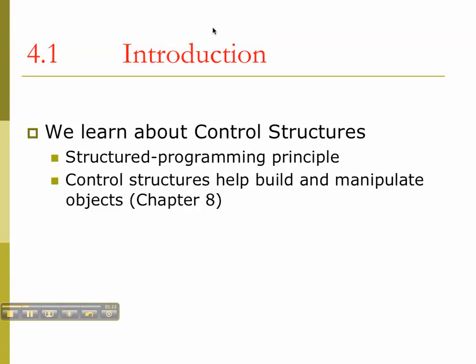Two things really quick: structure, programming principle. Control structures help build and manipulate objects. We'll talk about objects a little bit later. Probably it's a little fuzzy for you right now, and that's okay. But then we'll go over it later, what actually is an object. You probably have a fuzzy idea, and the book does an okay job of it. But it's okay for things to be pretty fuzzy right now. I just want you to get the gist of control structures.